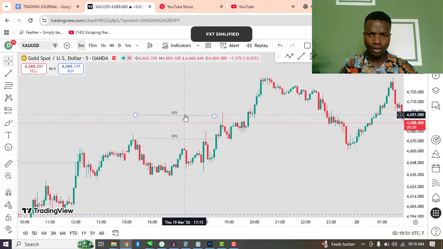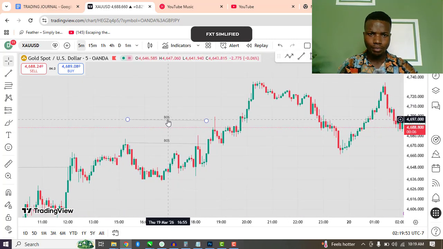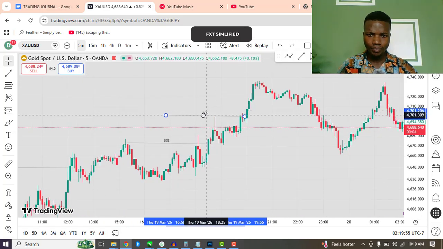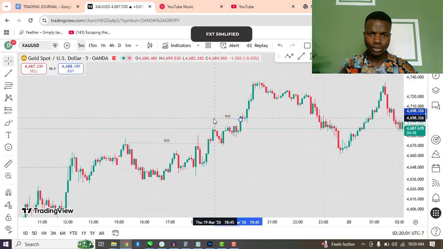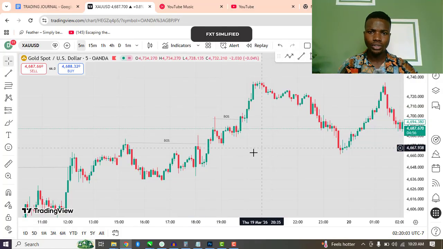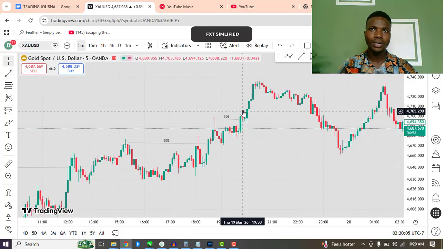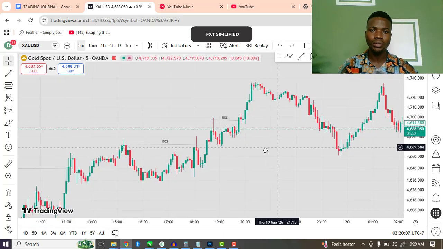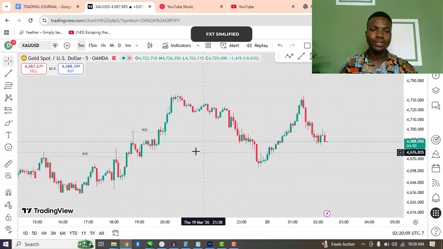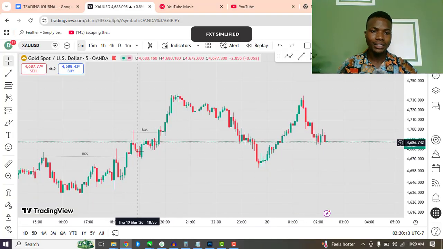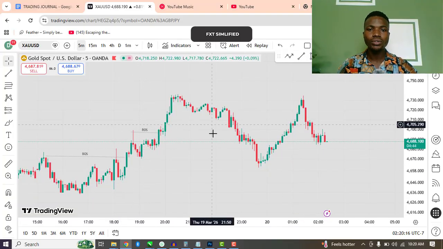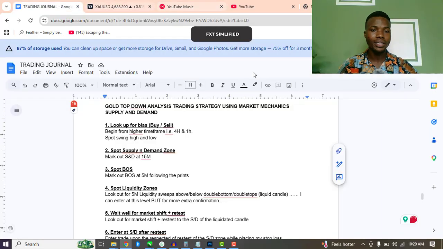Let me zoom in. We also have a minor break of structure right here. It's a minor break of structure, but it is a break of structure because the candle that closed right there is a very strong candle. So right now, where is our last break of structure? This is our last break of structure, which means that we have higher highs and higher lows. So what is the next thing? What is our next strategy?